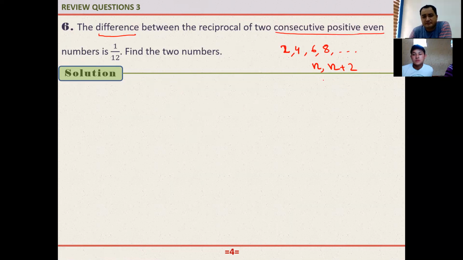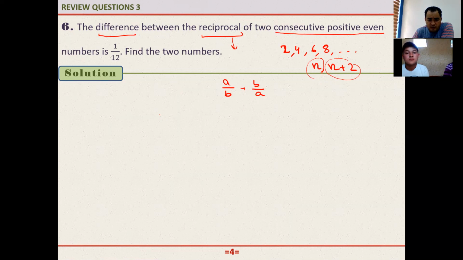So here it says reciprocal. Multiplicative inverse. This means multiplicative inverse. If you remember, if you are given A over B, its reciprocal is B over A, so that their product is equal to 1. So we are talking about reciprocals of these numbers, and their difference is 1 over 12.